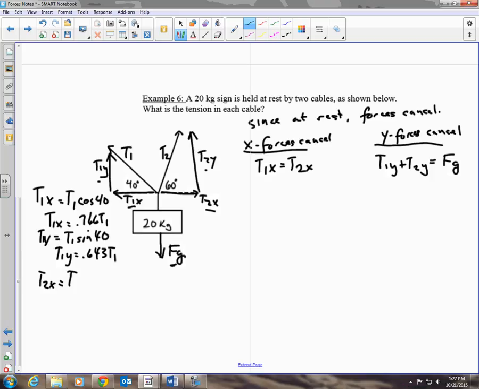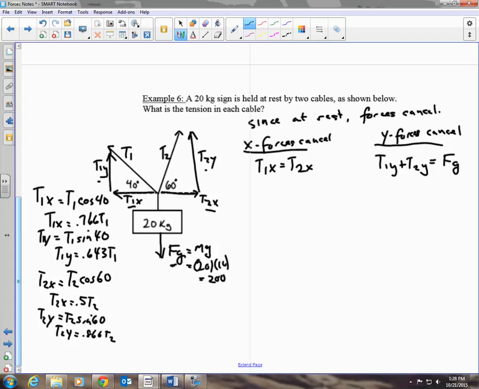Do the same thing with the y. T2x is going to equal T2 cosine of 60. So T2x is going to be 0.5 T2. And T2y is going to be T2 sine 60. So T2y is going to be 0.866 T2. Now the only other thing is I have to get a value for the force of gravity. So I do Fg equals mg, 20 times 10 is 200.